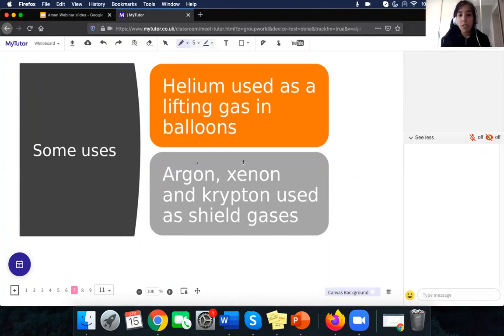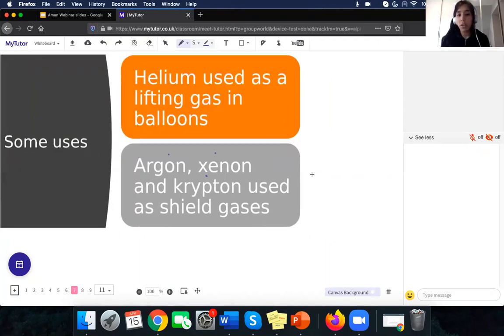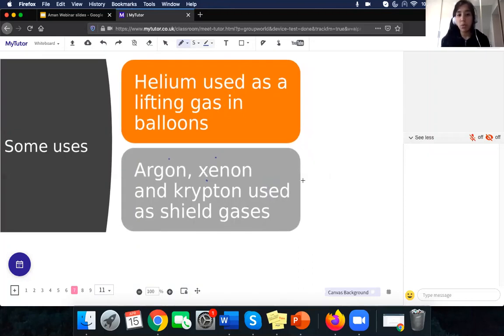And what about argon, xenon and krypton? Why are they used as shield gases? So I should say that as a shield gas, they're protecting metals. So why are they used as shield gases? What does that mean? What properties do they have? This one's slightly more tricky to understand. Yep, excellent. So because they're unreactive, they can be used as shield gases.